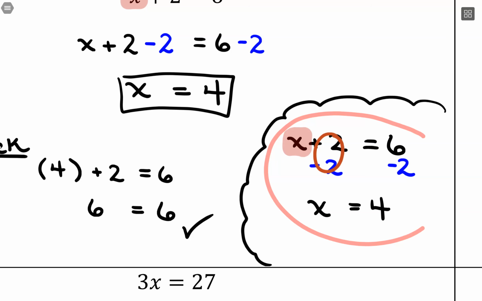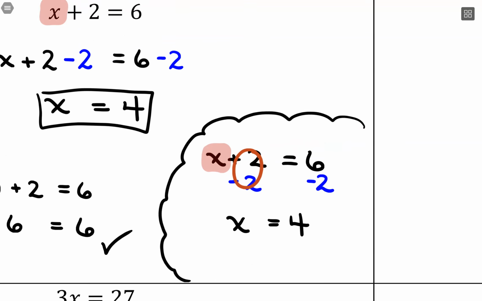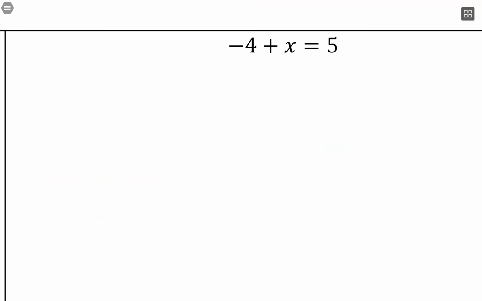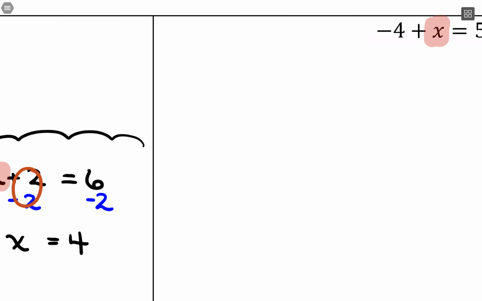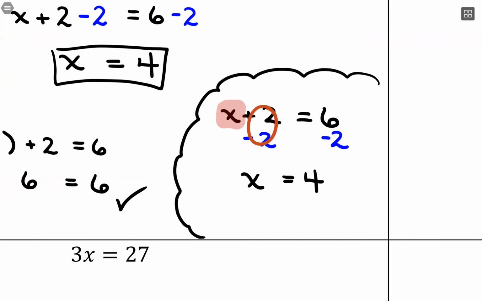I typically write in this more vertical form, but this original way works as well. All right, so here, let's say we have negative 4 plus x equals 5. What I want to do is get x all alone on one side of the equation, and x should be positive. It's kind of like there's a positive 1 in front of x right there.